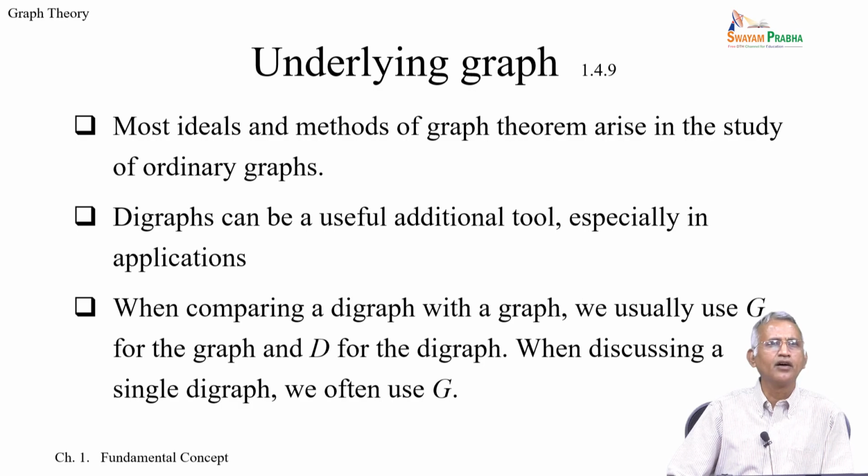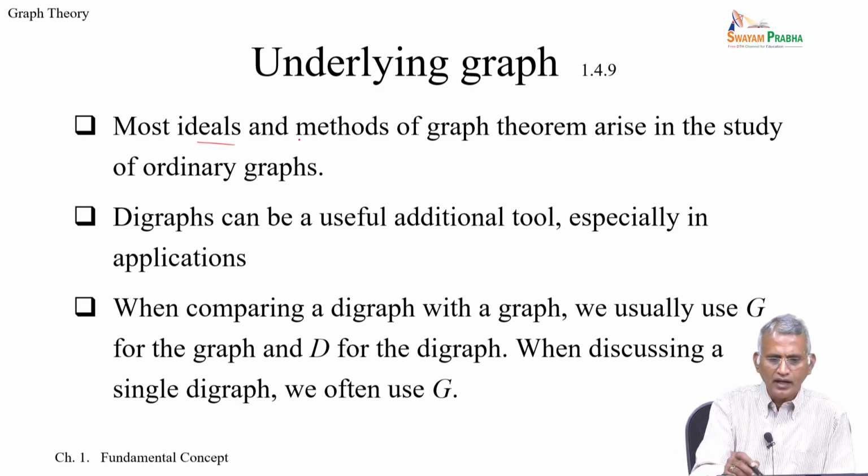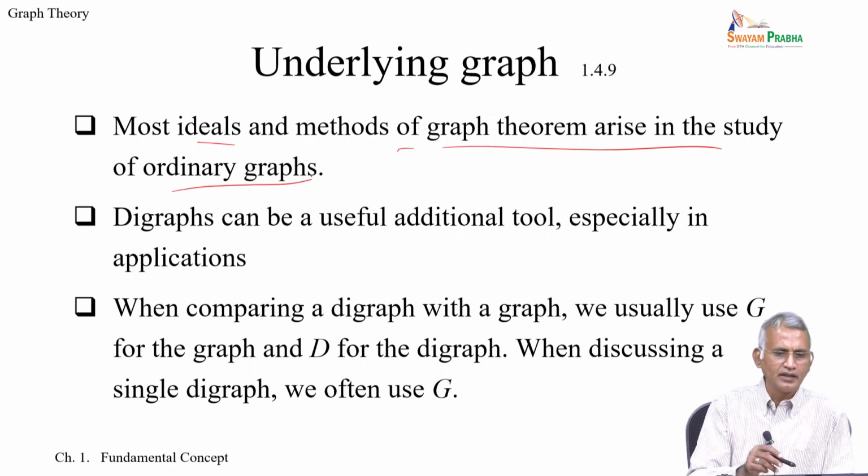Underlying graphs are most ideal, and methods of graph theory arise to study ordinary graphs. Digraphs can be a useful additional tool, especially in applications. When comparing a digraph with a graph, we usually use G for the graph and D for the digraph. When discussing a single digraph, we often use G.